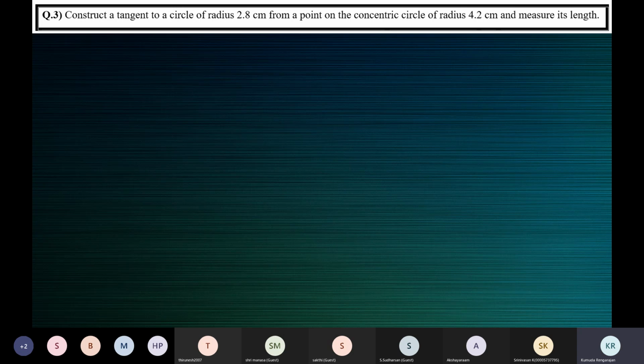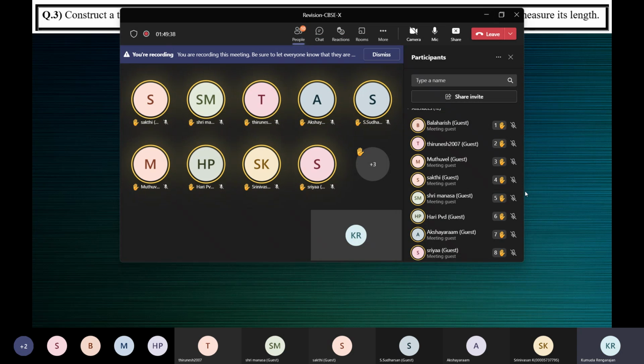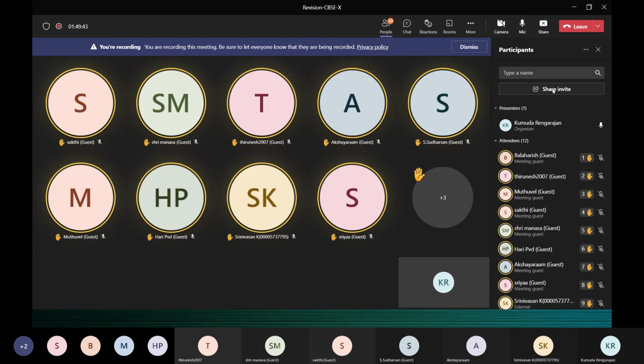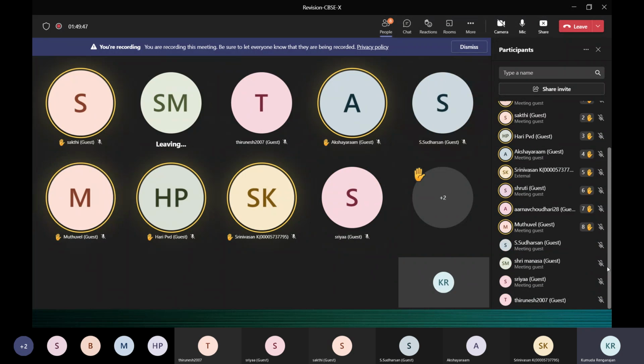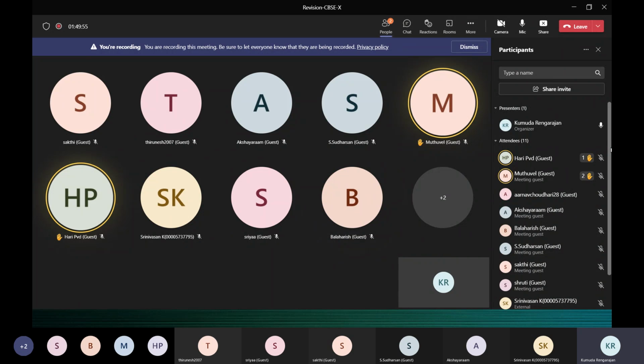Okay, so most of you have taken a screenshot. I don't think you're writing. All right, children. So that's it for today's session. Lower your hands and raise your hands again, children. Lower your hands first, all of you, class, lower your hands. Muthuvel and Hariharan. Lower your hand, Hariharan.